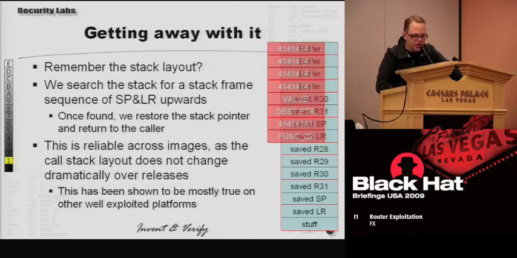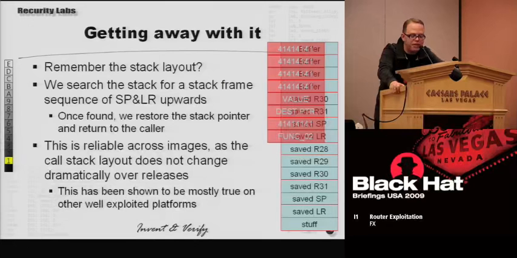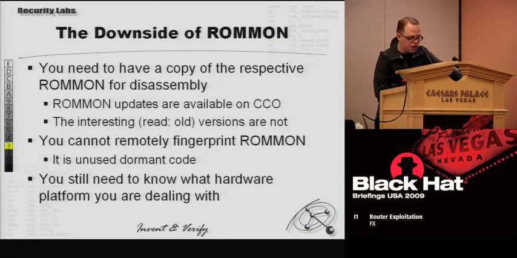The way to actually do it is, remember the stack layout? We have the saved stack pointer in the saved link register. And this is exactly why we're not stuffing all the shellcode into the stack at once, but we use a second stage loader, because we need the stack to be intact. So we're actually taking the last intact stack frame and restore all the registers based on that, and then simply return as if nothing happened. This is actually reliable across images.